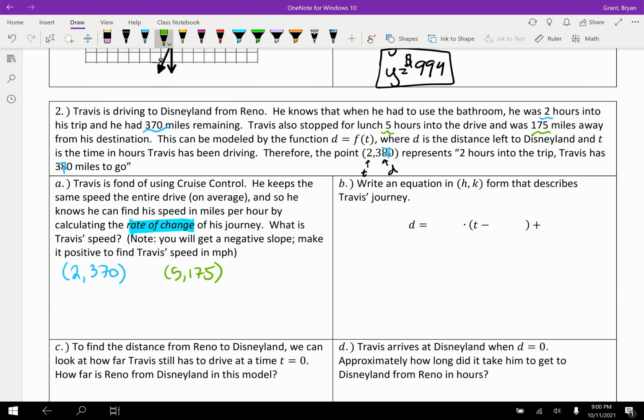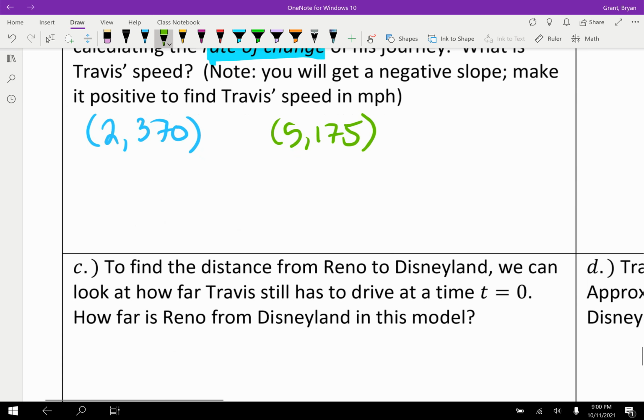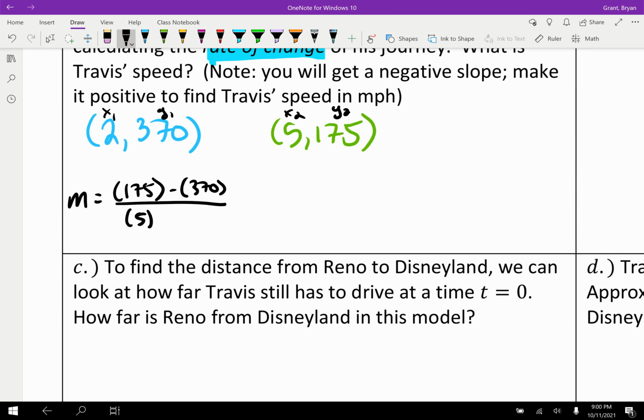We do have 2 points. Let's go ahead and find the rate of change, which will tell us the speed for this problem. Let's say we have our x1, y1, x2, y2. Y's go on top: y2 minus y1, divided by x2 minus x1.